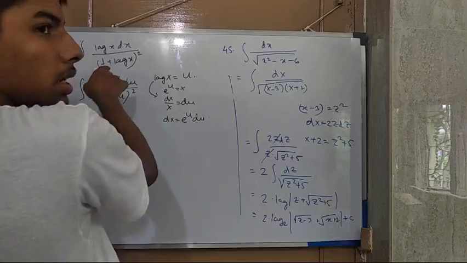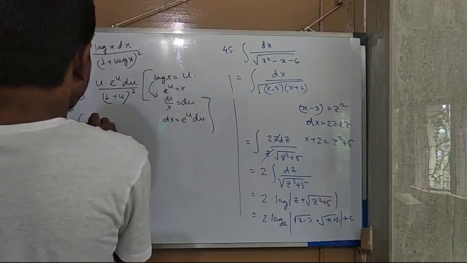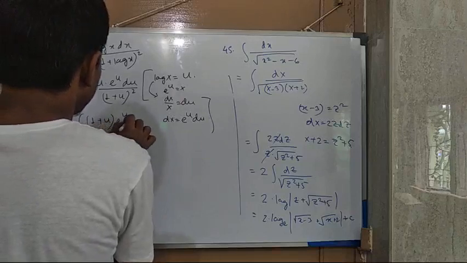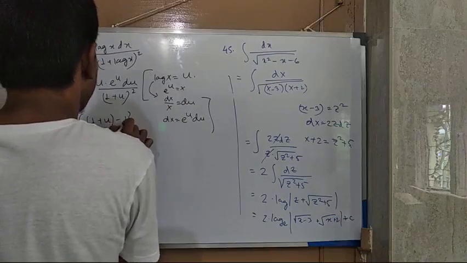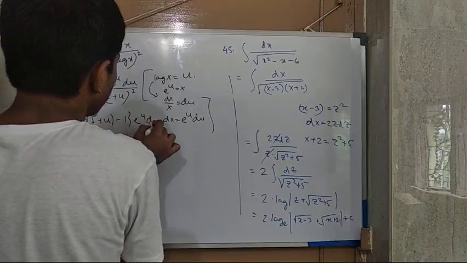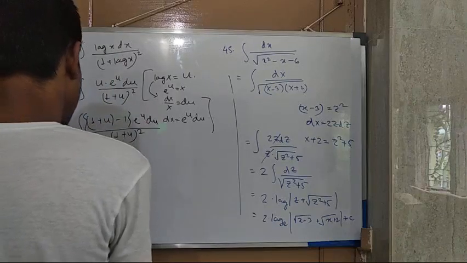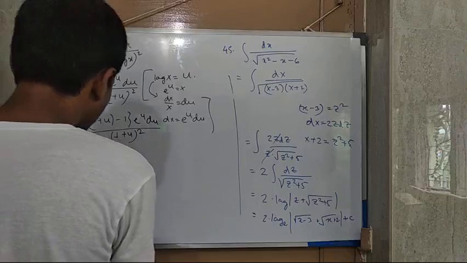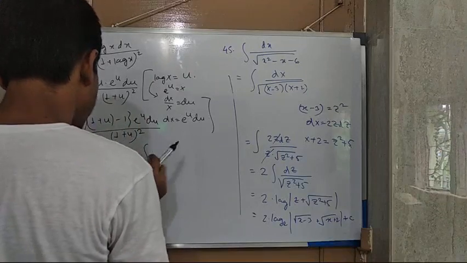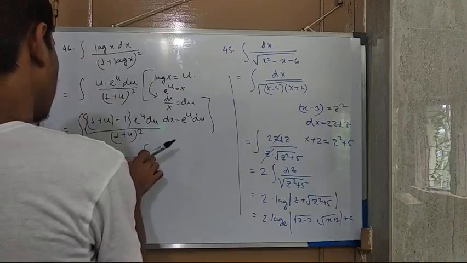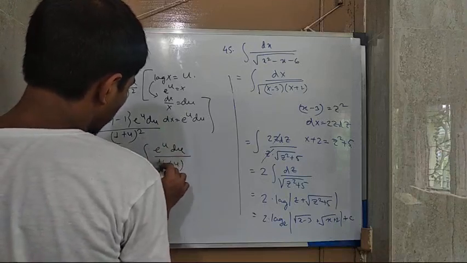So this becomes 1 plus u times e to the power u du, which is 1 plus u minus 1 e to the power u du divided by 1 plus u squared, which is integral e to the power u du divided by 1 plus u, minus integral e to the power u du divided by 1 plus u squared.